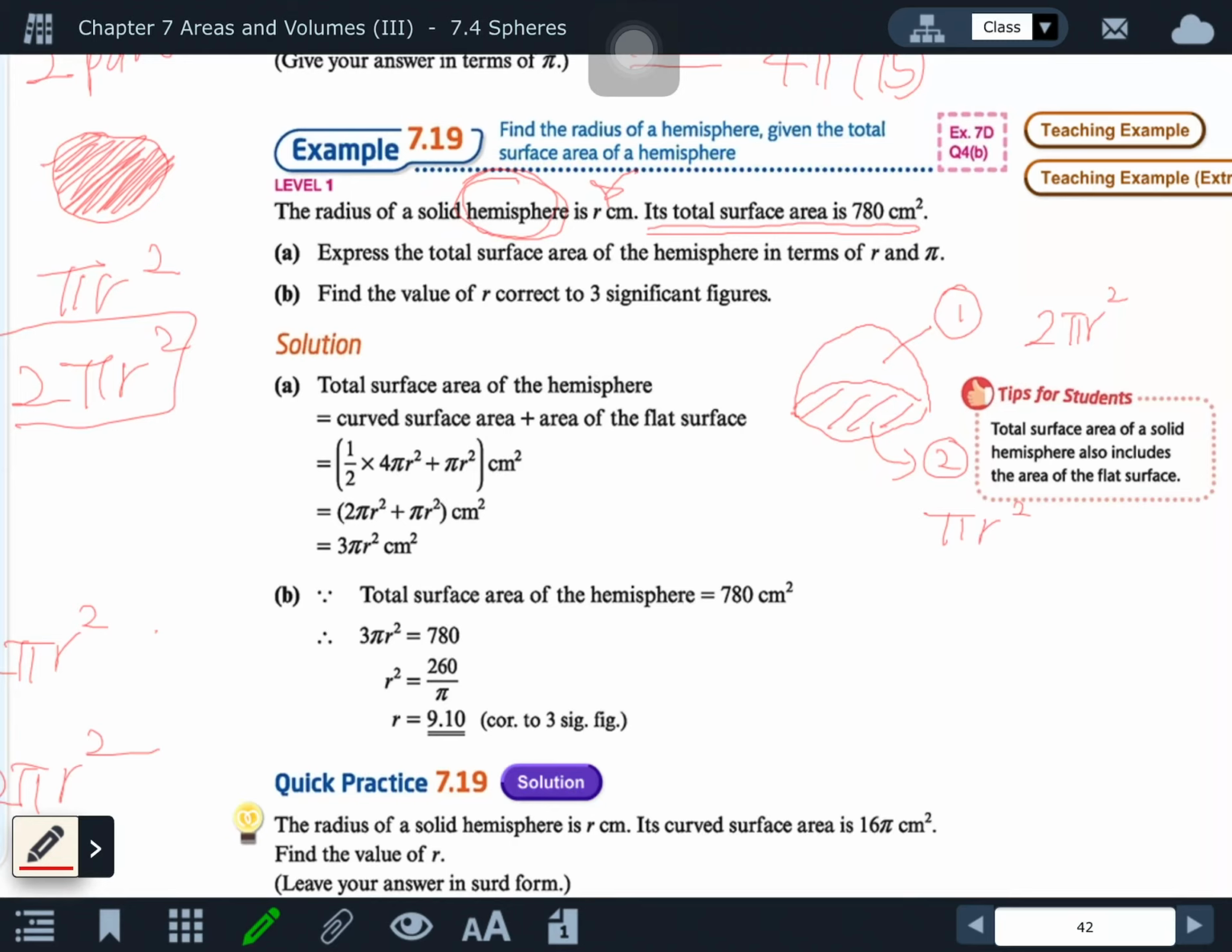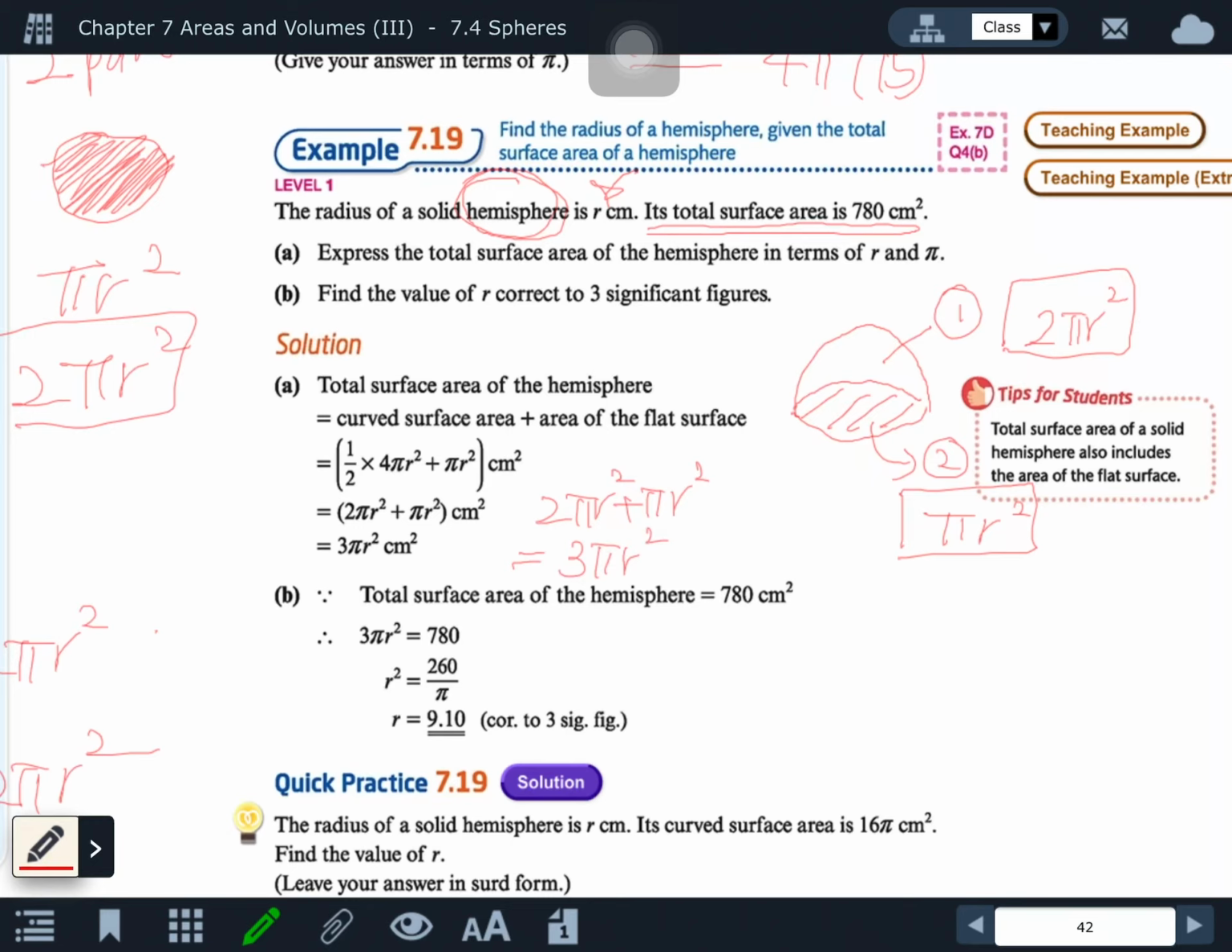Therefore, the curved area is 2 pi r square and the flat base area is pi r square, so the total surface area should be 2 pi r square plus pi r square. In total, we will have 3 pi r square.